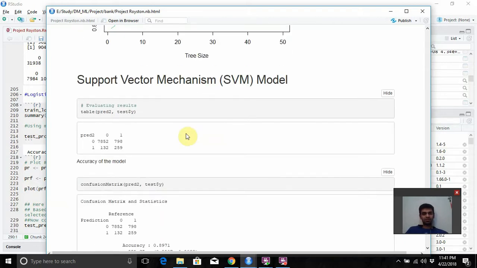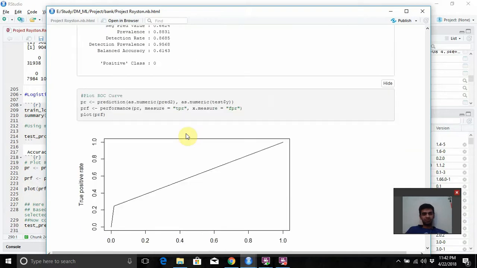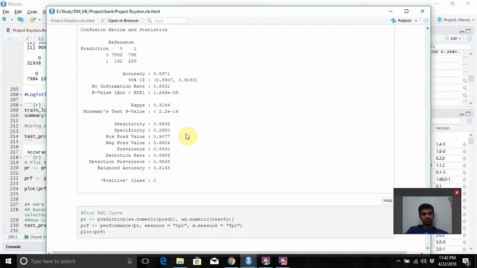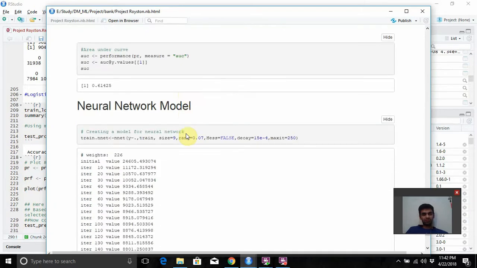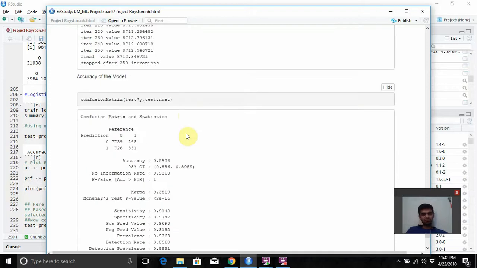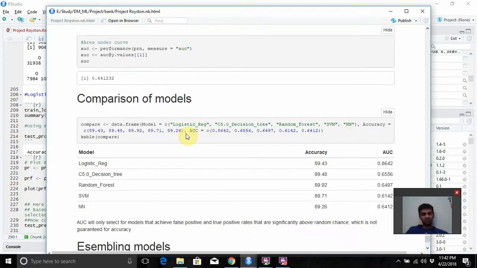My next model is the support vector machine. Over here, the accuracy is around 89.71 and the area under the curve is 0.6145. And my next model is the neural network model, where the accuracy is 89.26 and the area under the curve is 0.6412. Over here I have done the comparison for all my 5 models.